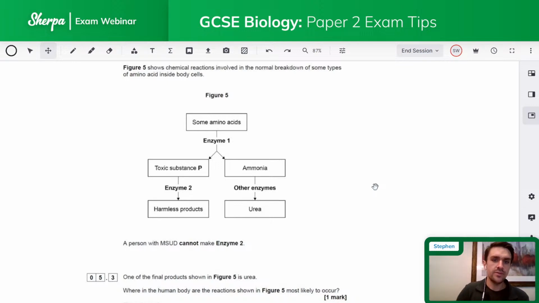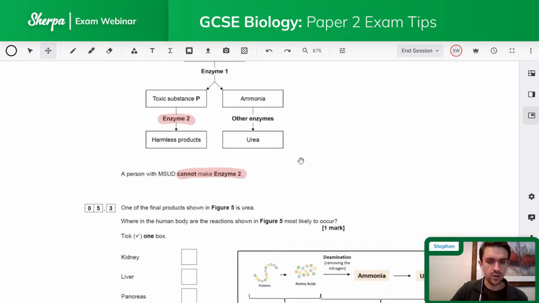So figure 5 shows chemical reactions involved in the normal breakdown of some types of amino acids inside body cells. Immediately we've got the word amino acids, I'm thinking proteins. In figure 5, we've got some amino acids that have been eaten. Enzyme 1 then converts these into toxic substance P and ammonia. Enzyme 2 converts toxic substance P into a harmless product, and other enzymes convert ammonia into urea. A person with MSUD cannot make enzyme 2. So immediately we're thinking, if they can't make enzyme 2, they're not going to be able to break down toxic substance P. So that could be an issue.